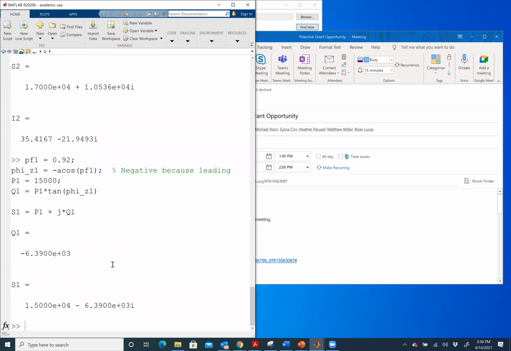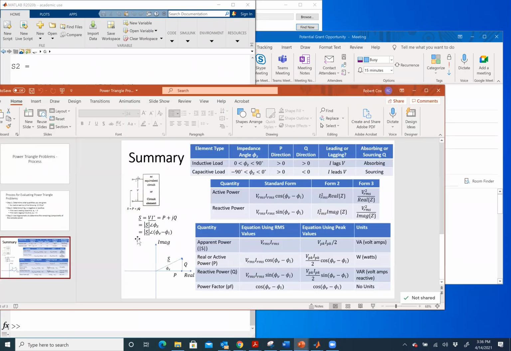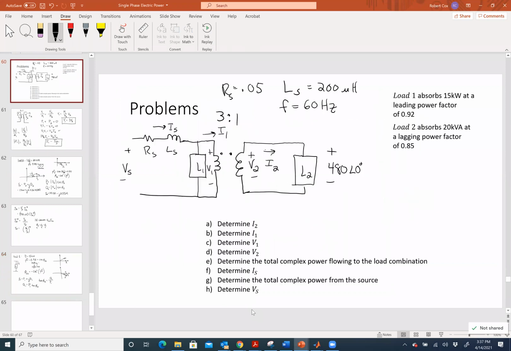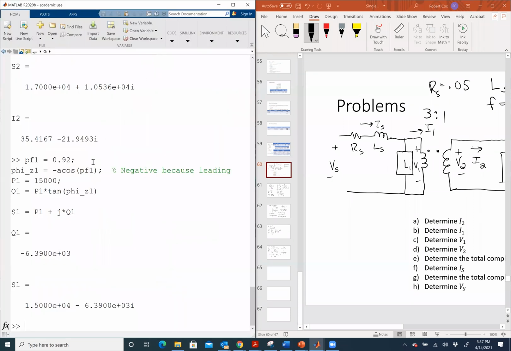So how did we already know the value of P1? That was in the problem statement. We were told that the load was absorbing 15 kilowatts at a leading power factor of 0.92. So let me put my Matlab over here. Notice my Q1 is negative, right? So it goes down just like we said it would.